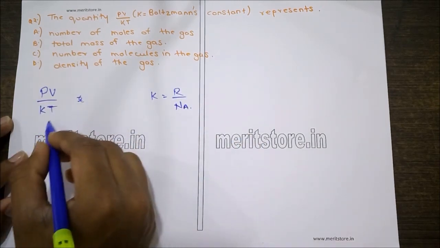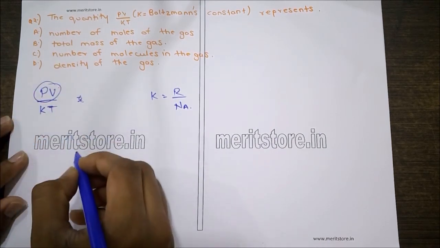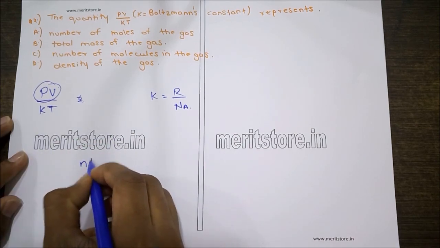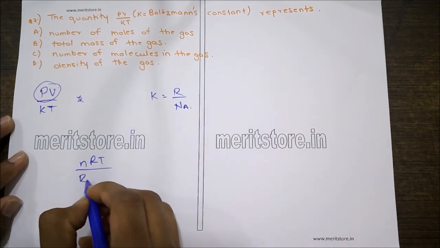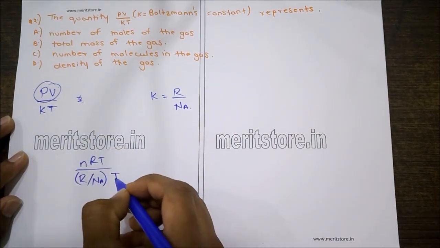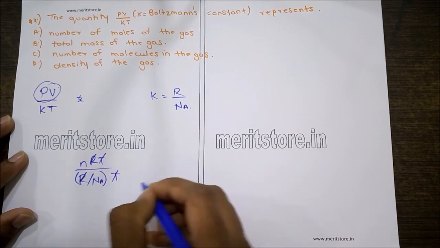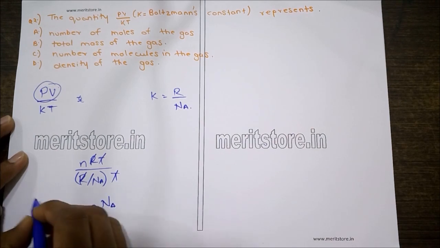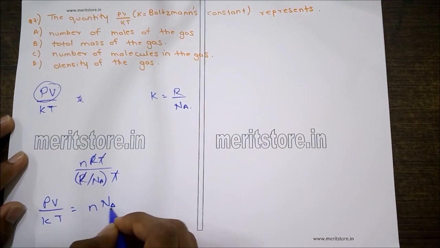So this expression can be written as, instead of PV, using the ideal gas relation, we can write PV as nRT, and the Boltzmann constant can be replaced by R by Na, and the temperature T as it is. So from this, the temperature gets cancelled and R gets cancelled. So what we are left with is n times Na. So PV upon kT can be written as n times Na.